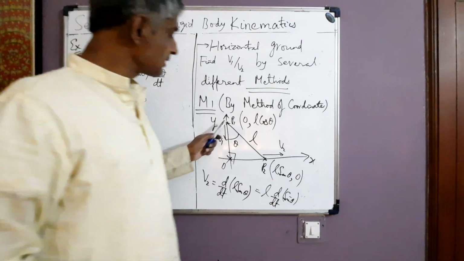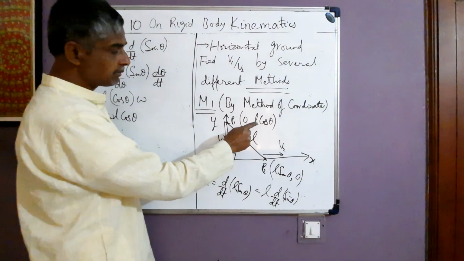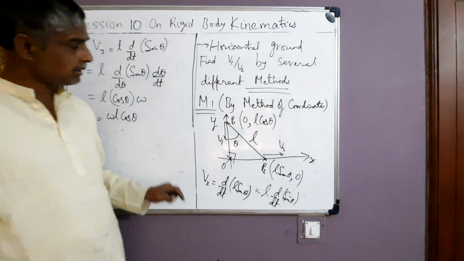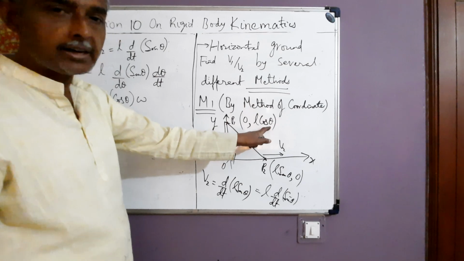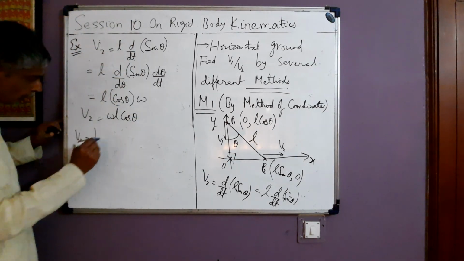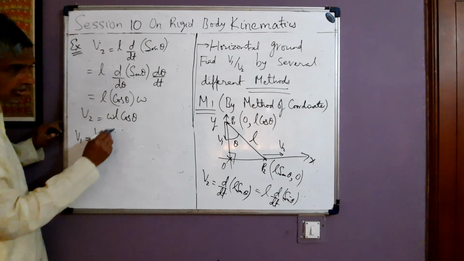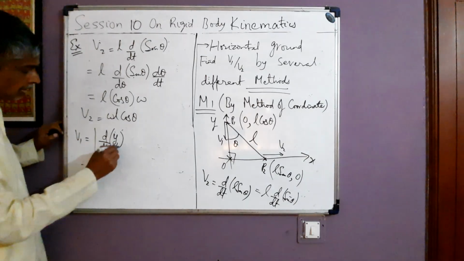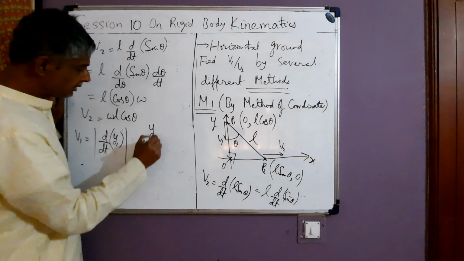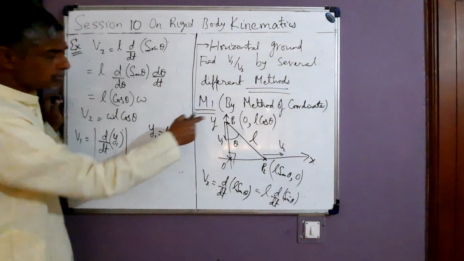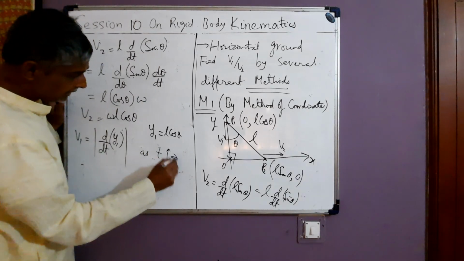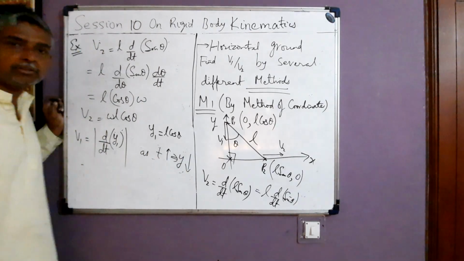Okay. Now consider P1. Y coordinate of P1 is L cos theta. P1 is moving along negative y direction. Its speed is V1. Its y coordinate is L cos theta at time t, that is decreasing. So V1 is mod of d by dt of y1, where y1 is the y coordinate of P1. That is simply L cos theta.